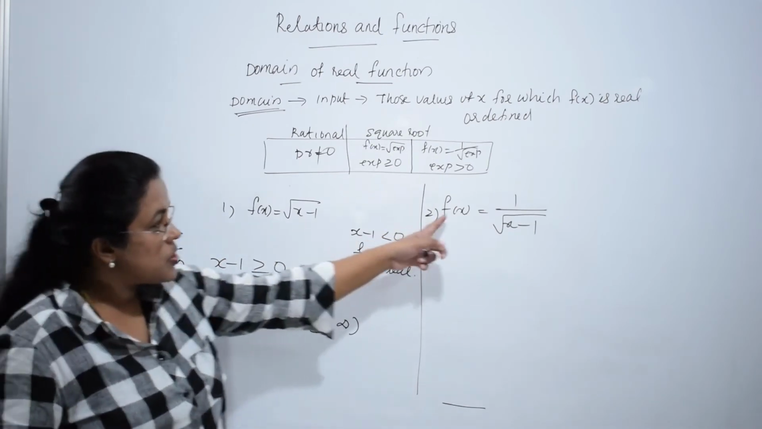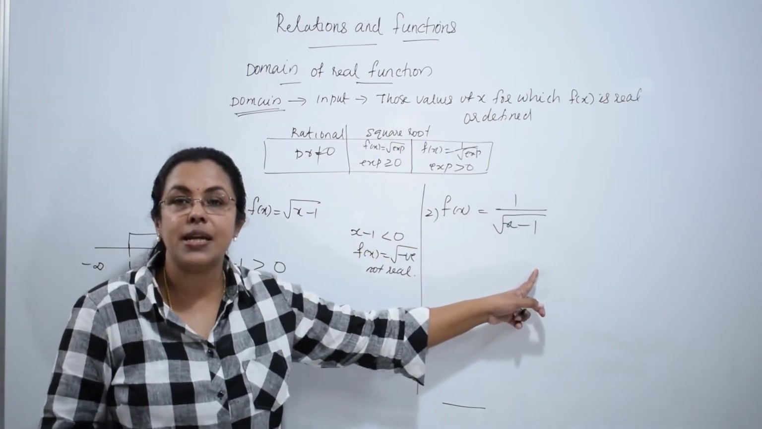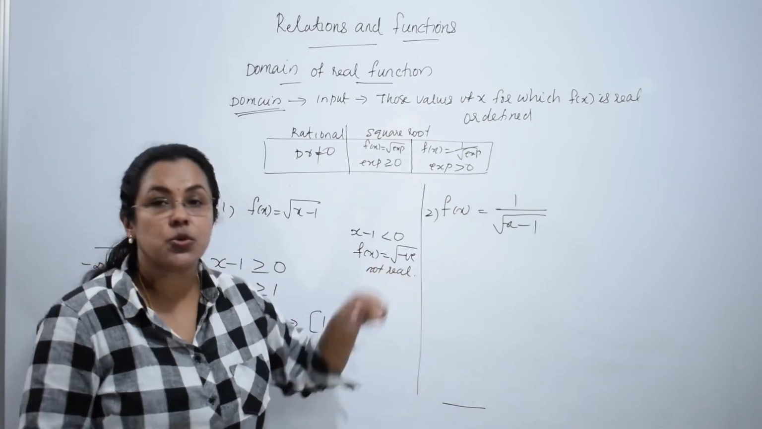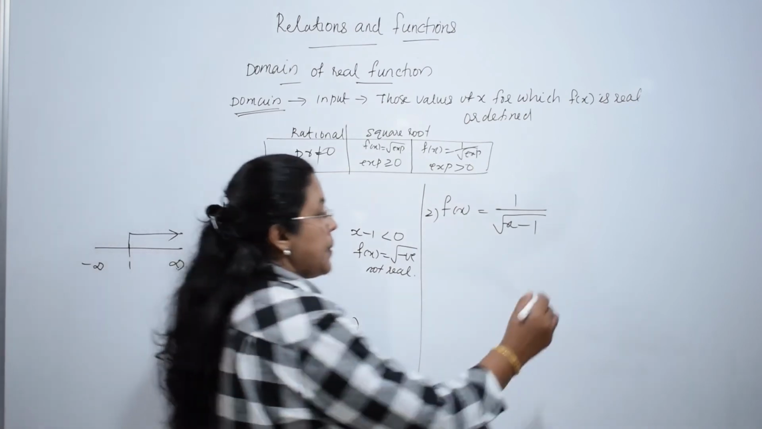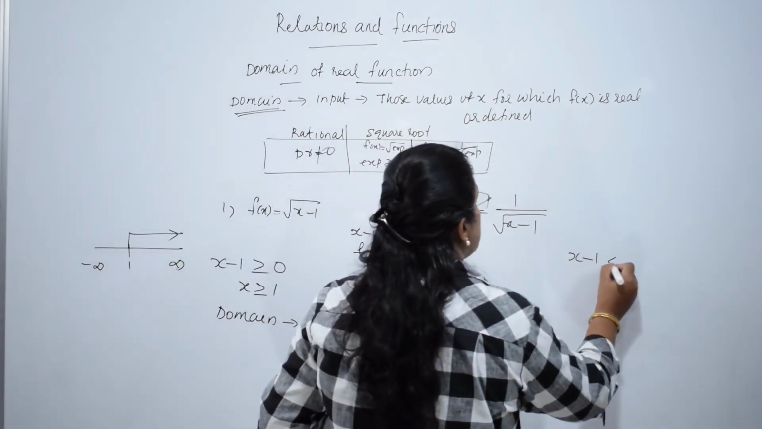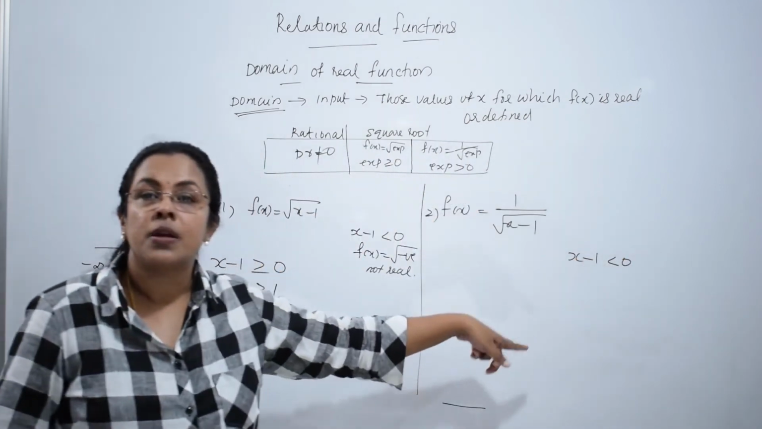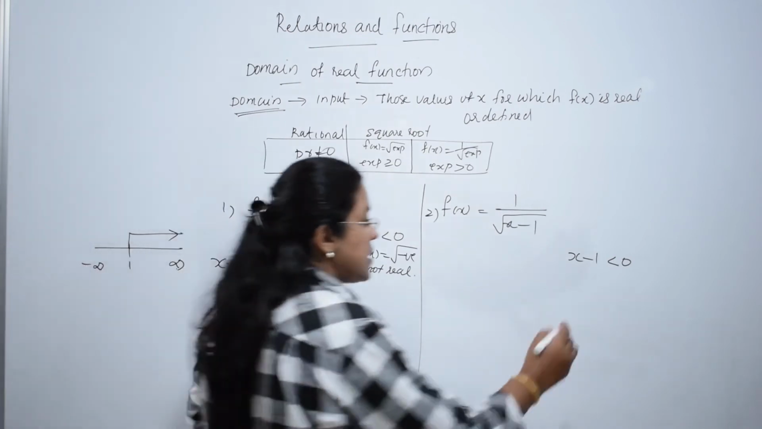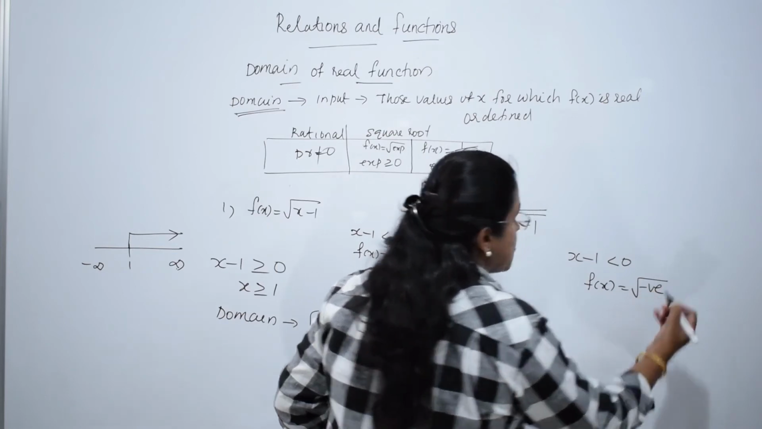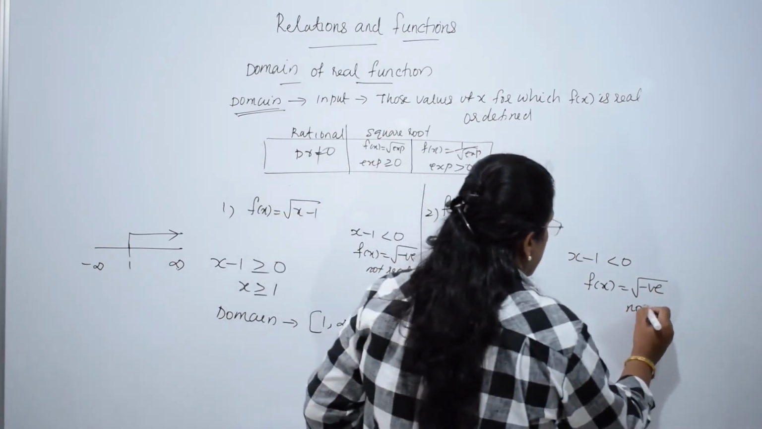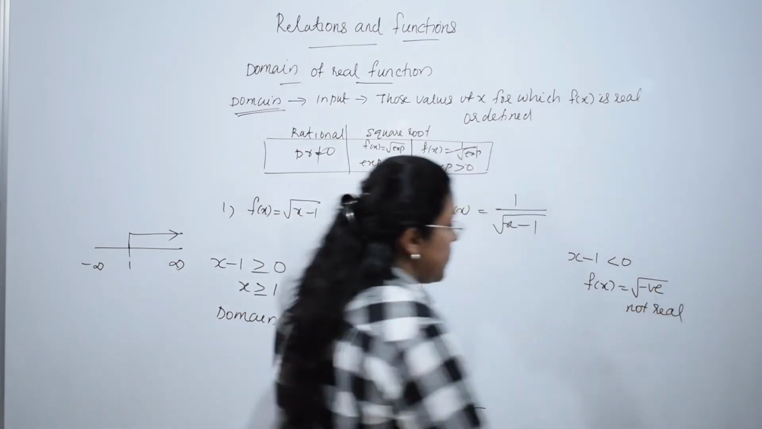Now look at the next question. Again it is a square root function, but the square root is in the denominator. What happens to the function if x minus 1 is less than 0? If x minus 1 is less than 0, again f of x is root over a negative quantity, which is not real.